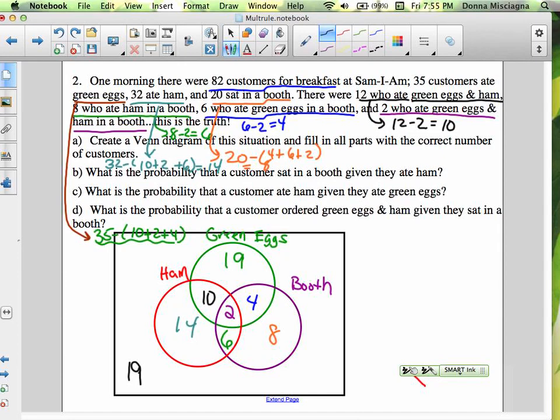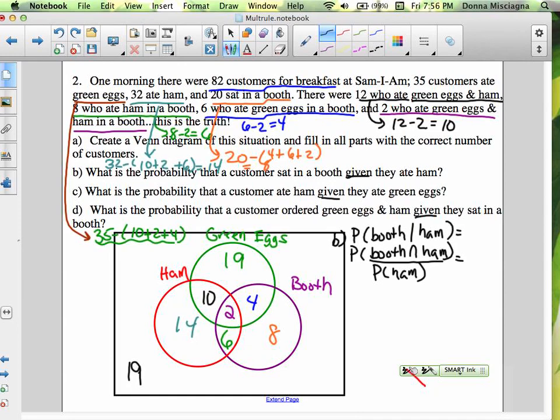All right, so now we want to find the probability of each of these things. And look at this word given. These are all conditional probabilities, which is why it did not belong in the addition rule for probability. All right, so here's B, the probability that they sat in a booth given ham. So that's going to be the intersection, the probability of booth and ham, divided by the probability of ham.